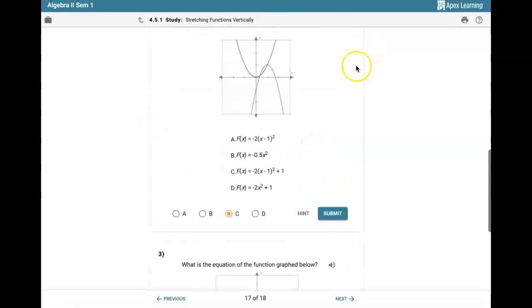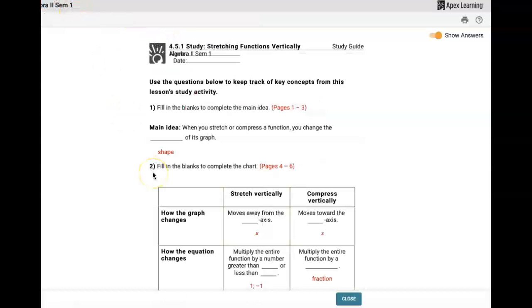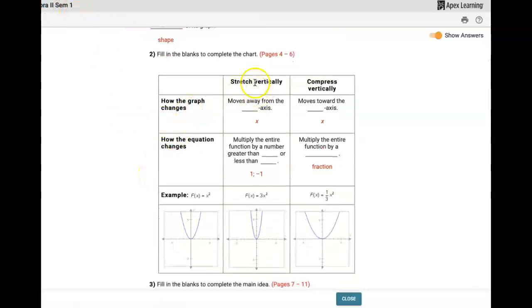Okay? So then moving forward here with the study sheet, we'll go over the answers for that guy. So real quickly here, the main idea is when you stretch or compress a function, you change the shape of its graph, right? And how the graph changes, if you're stretching vertically, it's moving away from the x-axis, okay? And you can multiply the function by a number greater than 1 or less than -1, all right? If you want to compress, then it's also going to move it, but it's going to move it towards the x-axis, right? Kind of like you're squishing it.